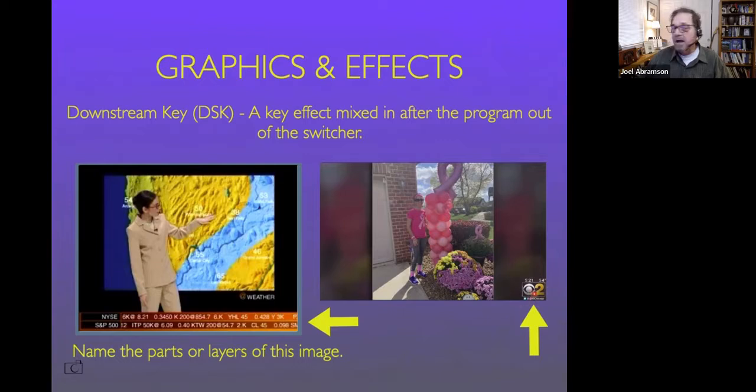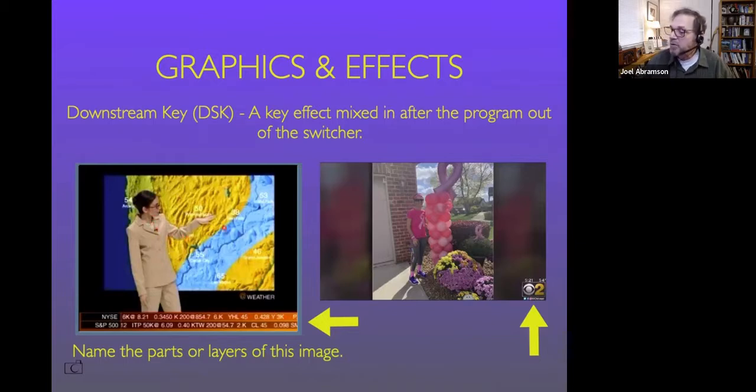And then when they cut to something else, they can still have all of this, sometimes they call it a bug. They have all this information in the bug, so it has the time and temperature and also the logo in here. So in the parts of this image, we've got the base picture as the map. We've got the key source as the person, our weathercaster.